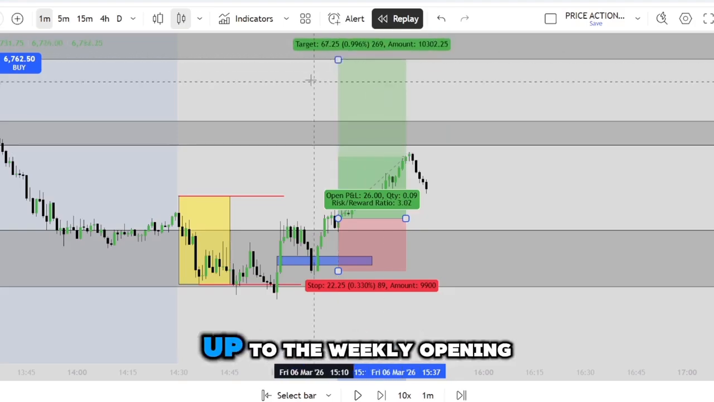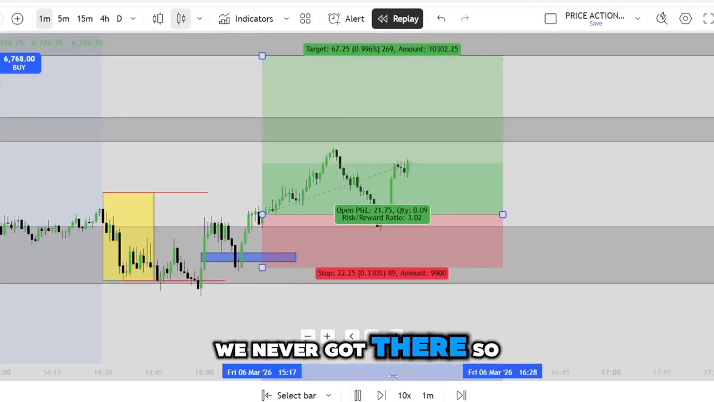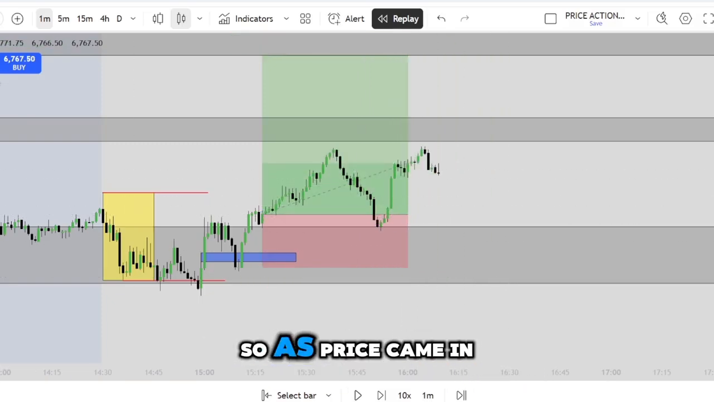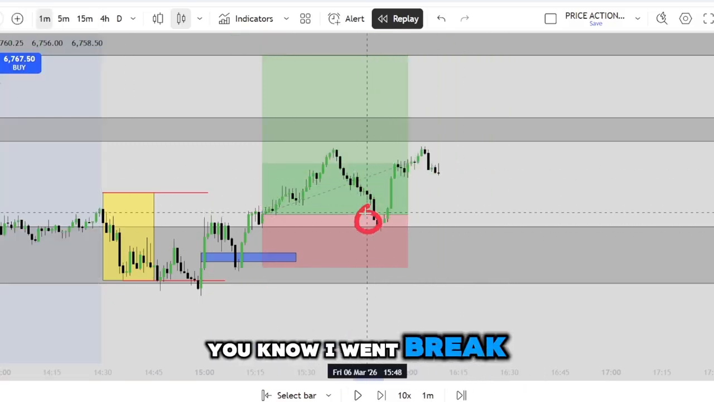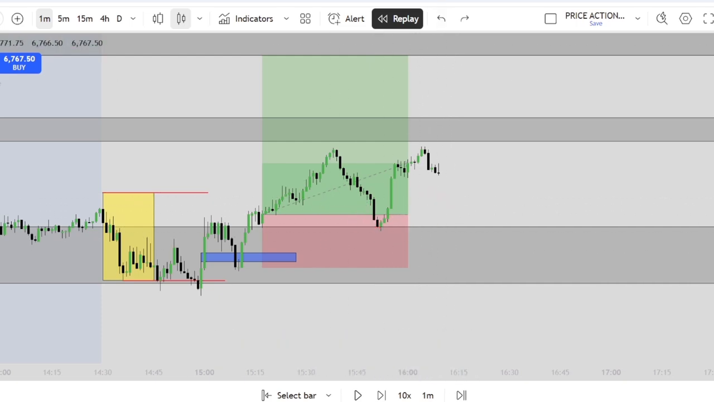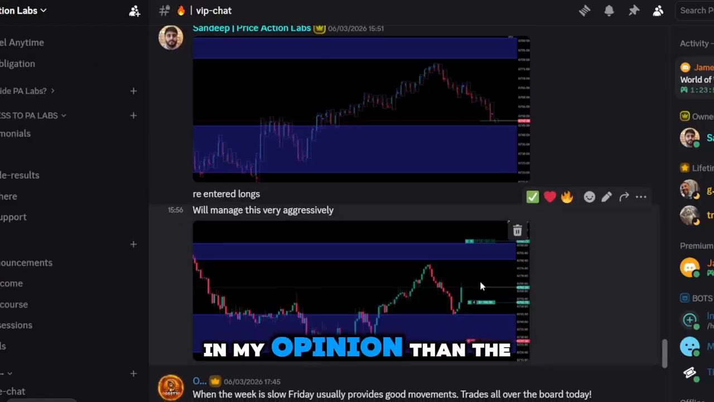I decided to hold it up to the weekly opening price, which was just a bit unlucky. We never got there. So again, I broke even on this trade. As price came in, I went break even, then I decided to go long again. So I want to break down the second long. The second long was a little bit cleaner in my opinion than the first long.